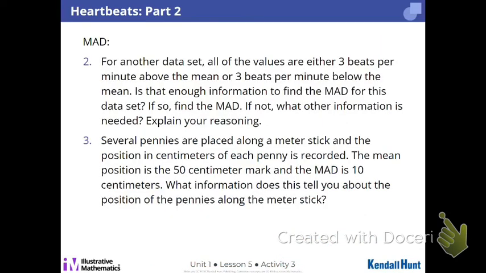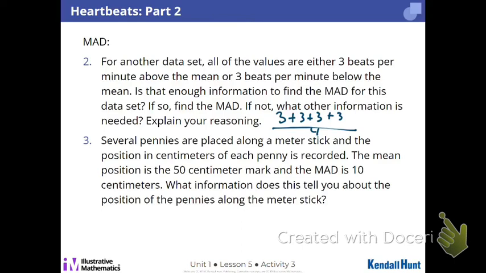So for question 2, there's another data set. And all the beats per minute are either 3 beats per minute more than the average or 3 beats per minute less than the average. So do we have enough information to get the mean absolute deviation? Well, we know they're all either 3 more or 3 less. Exactly. So we could just imagine it's 3 more, 3 less, 3 more, 3 less, 3 more, 3 less, 3 more, 3 less. Divide that by how many there are.